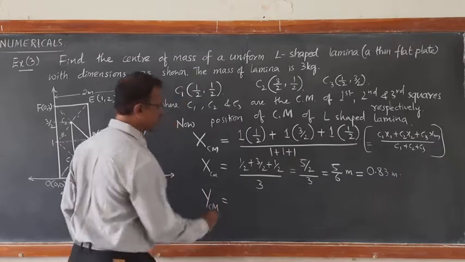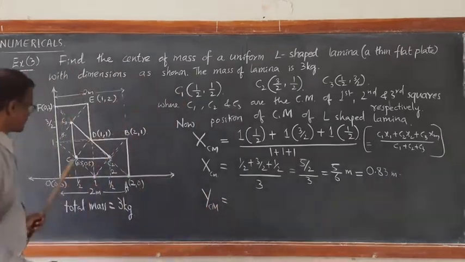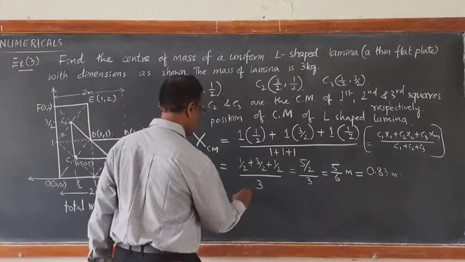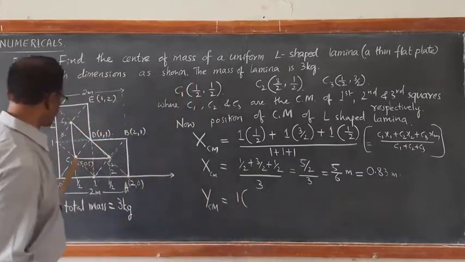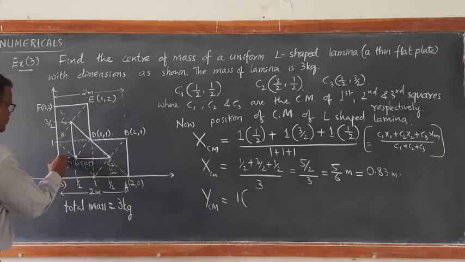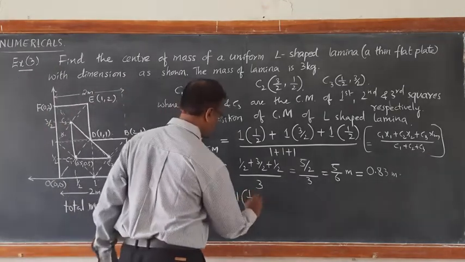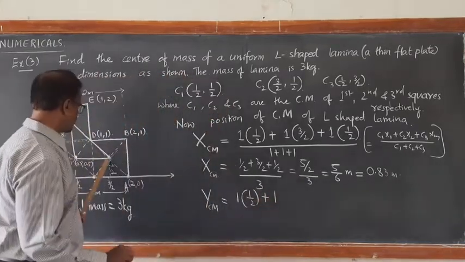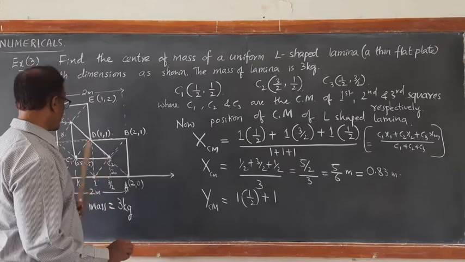Y coordinate of center of mass. Again, masses are same, 1 kg. 1 kg into y1. What is y1 here? y1 is also 1 by 2. 1 by 2 plus 1 kg into y2. y2 here is also 1 by 2.